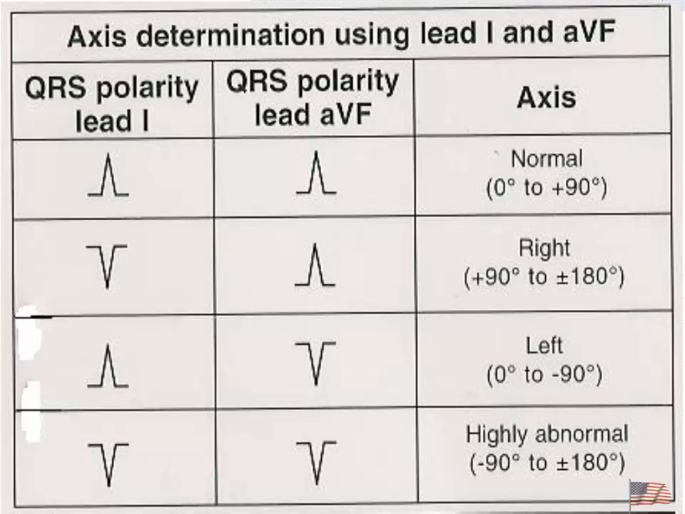This is normal. This is right. It's going left to right instead of right to left. It's going towards the right side. But it's still going top to bottom. So lead 1 will be deflection downward. It's predominantly a negative QRS complex in lead 1, where it's predominantly positive in lead AVF.